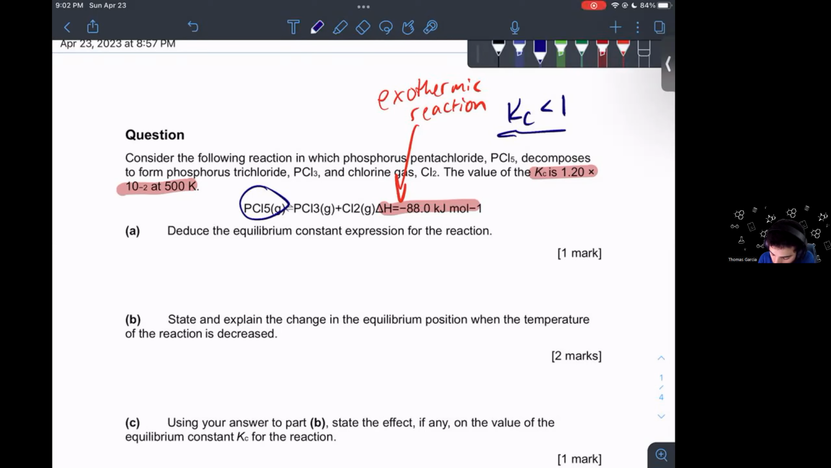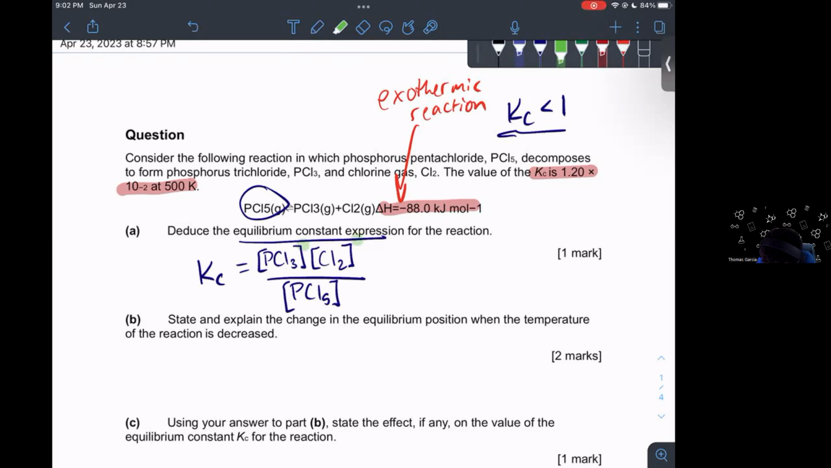So we can just start with A, deduce the equilibrium constant expression. The equilibrium constant is going to be the concentration of the products, PCl3, to the power of their coefficients, Cl2, all over PCl5. Now, you'll notice that I am missing our exponents, but in truth, I am not. This is a balanced equation as is, 1, 1, and 1. Therefore, I don't need exponents. The equilibrium constant is right there.